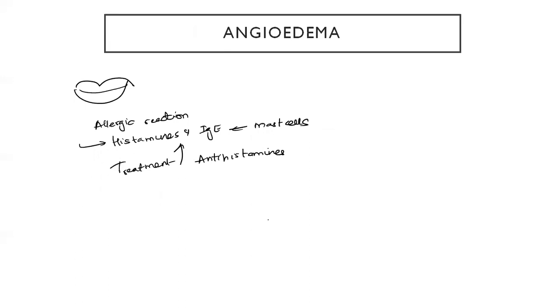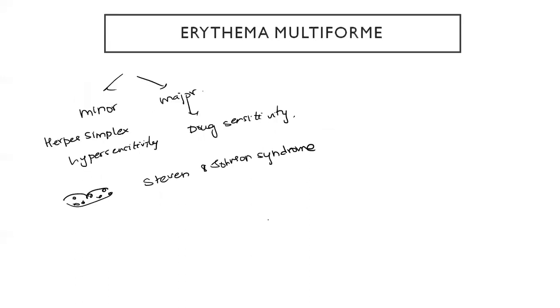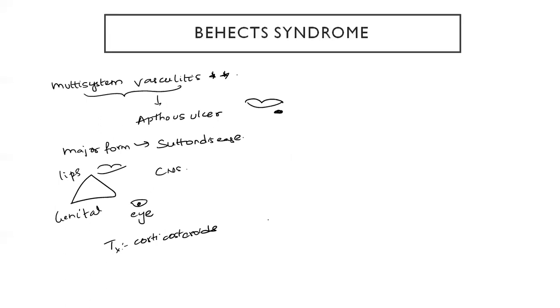Angioedema is when you come in contact with an allergen. Histamine and IgE, immunoglobulin E, are released by the mast cells. So the treatment is to give antihistamines. And erythema multiforme is of two types, minor and major. Minor is because of herpes simplex hypersensitivity, and major is because of drug sensitivity. This is also called Stevens-Johnson syndrome.